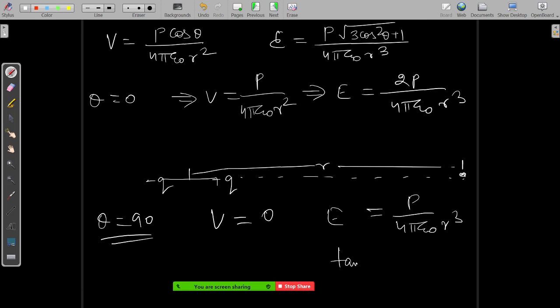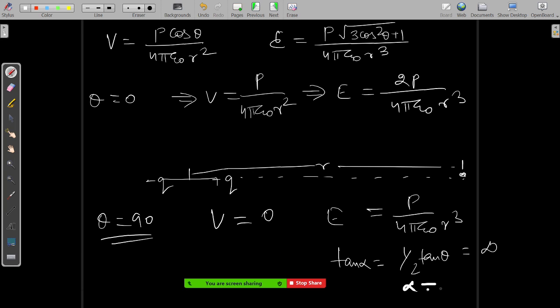What will be the angle here? Tan alpha is equal to half of tan theta. So tan 90 is how much? Tan 90 is infinity. Correct. So basically alpha is infinite, so again alpha is also equal to infinity only. I mean alpha is again equal to 90 degrees.